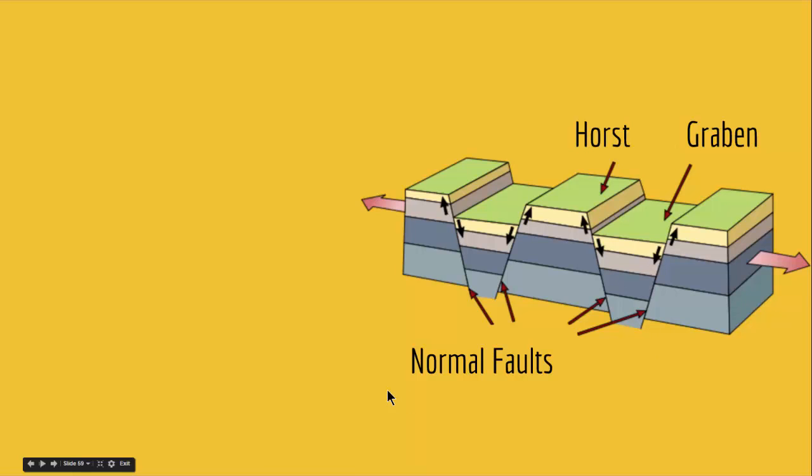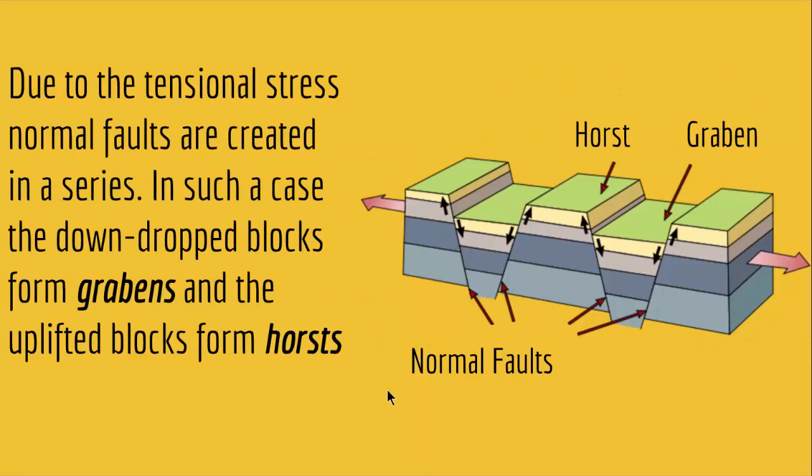This has a special name in geology, and it is called horsts and grabens. So due to the tensional stress, normal faults are created in a series. In such a case, the down-dropped blocks form grabens and the uplifted blocks form horsts. So this is a horst, this is a graben, and usually you can see them in mountain ranges. When you have tensional stress, you get areas that get depressed, and those areas are called grabens, and you get areas that get uplifted. Those areas are called horsts, just like in this picture.